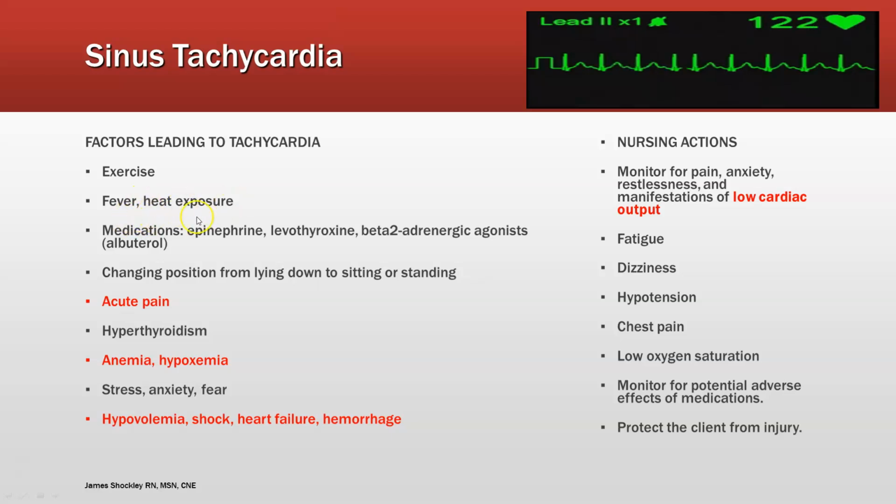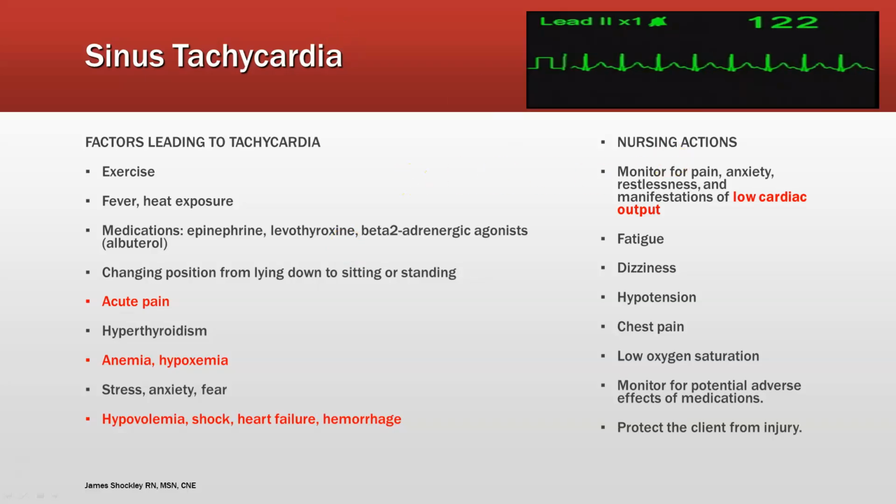Causes include exercise, fever, heat, so heat stroke, certain medications that we would potentially give: epinephrine, levothyroxine, beta agonists, so our albuterols. Again, you can have issues with orthostatics, so either high heart rate or low heart rate, pain, hyperthyroidism, a compensatory mechanism for anemia or hypoxia, stress or anxiety, or worst case, hypovolemia, so fluid volume deficit, hypovolemic shock, cardiogenic shock, heart failure, or your cardiomyopathies, as well as hemorrhage.